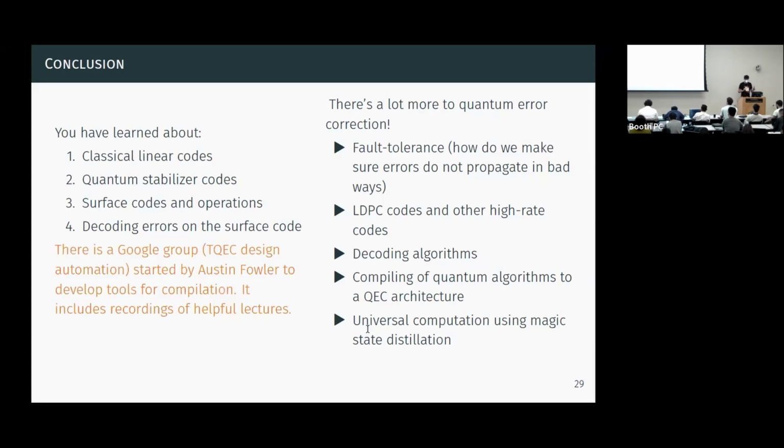So there's one cool Google group that was started by Austin Fowler. It's called the TQEC Design Automation Group. He gave many lectures at a very basic level. So if you want to learn more, I'd recommend checking out those lectures. And they're trying to develop tools for compiling automatically to error correcting architectures. And they have a huge Google Drive full of recordings of previous seminars.